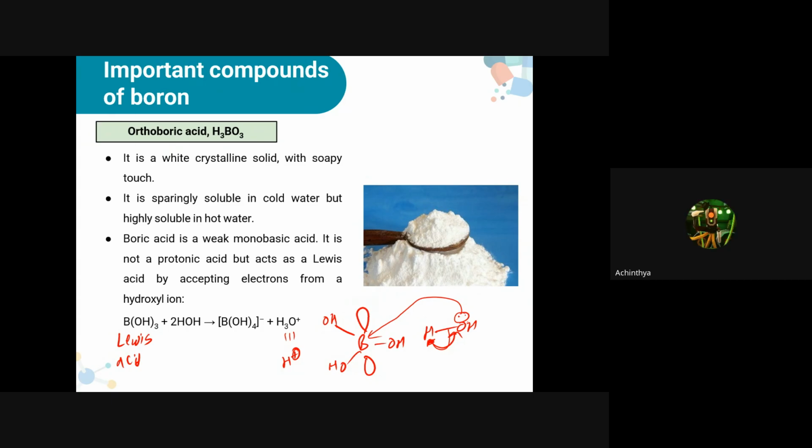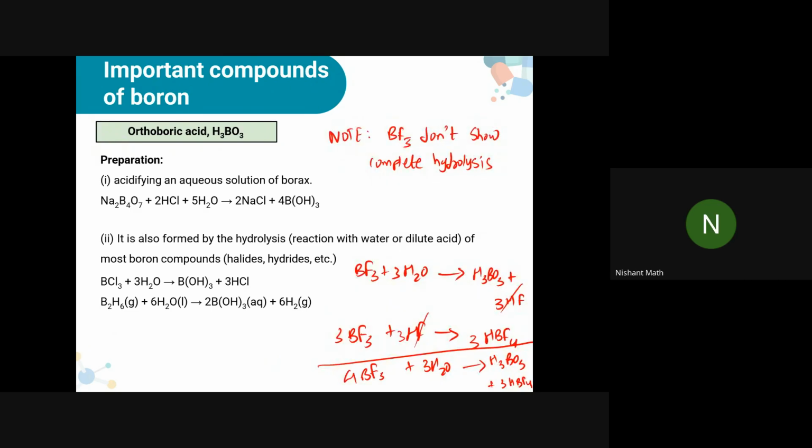Sir, could you wait on this slide for a minute? You want me to wait on this slide? Yes, sir, one minute. Yeah, noted. If done, please let me know.